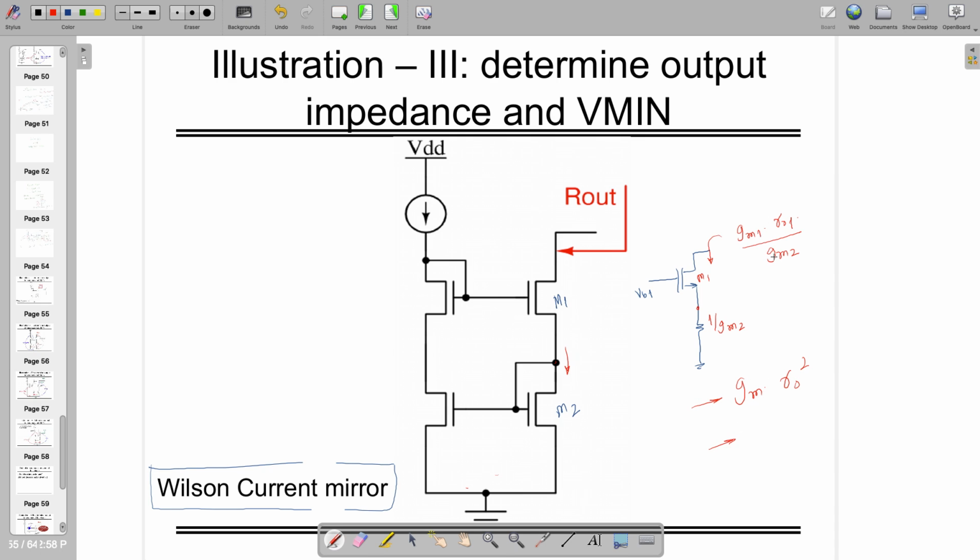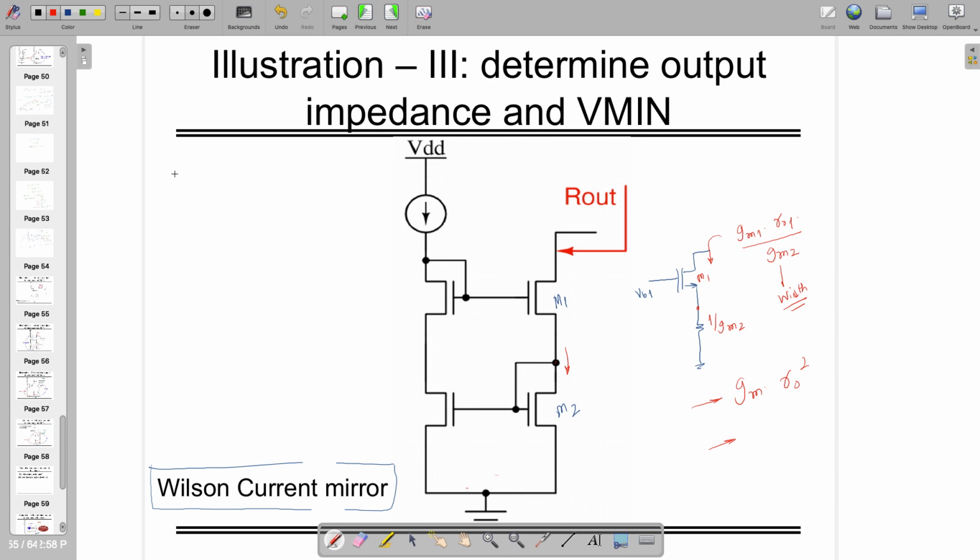And if both the GMs are equal, then it turns out the same as the previous simple current mirror. So that is also one of the cases. We need to make sure that GM2 is as small as possible compared to GM1, right? And that can be achieved by increasing the width.